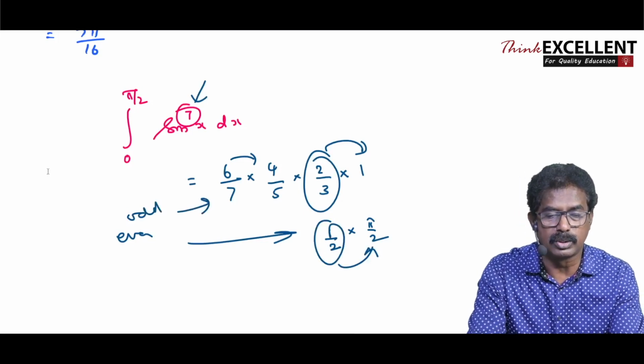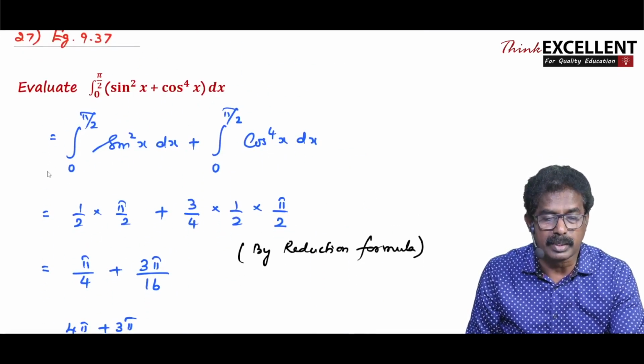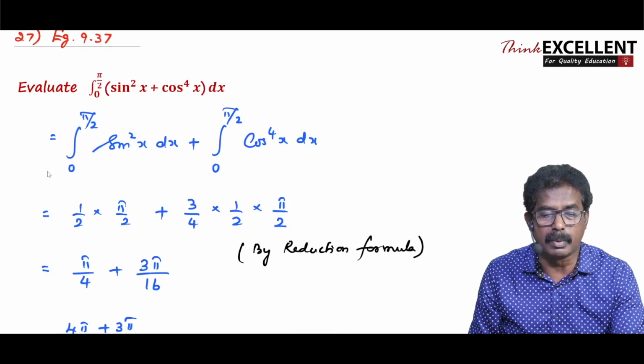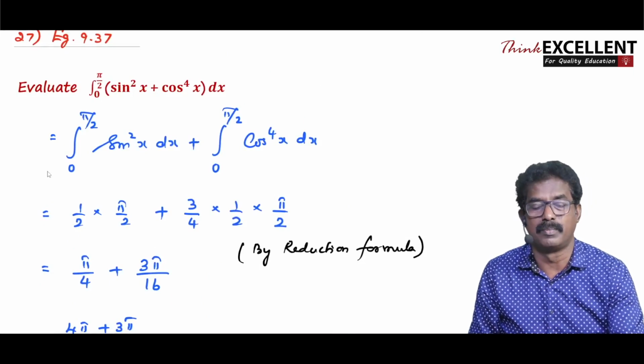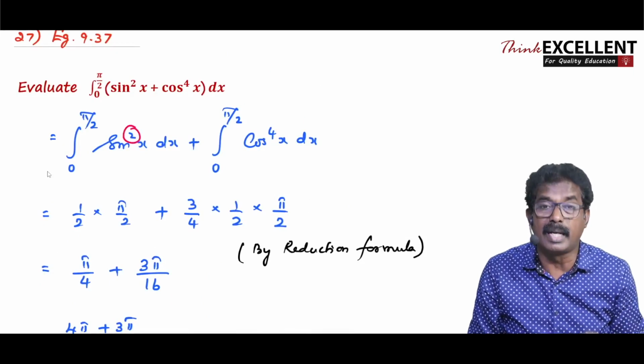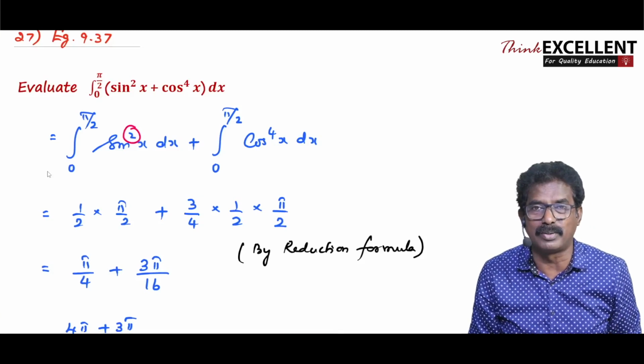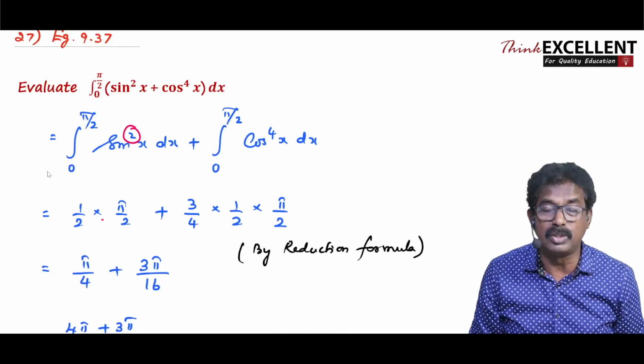Please look at this question. You split it into 2 integrals: 0 to pi by 2 sin square x dx plus 0 to pi by 2 cos raised to 4x dx. Limit 0 to pi by 2. See the power: the power is 2. Reduce 1, so 1 by 2. Starting itself it is 1 by 2, right? So stop here, only into pi by 2.